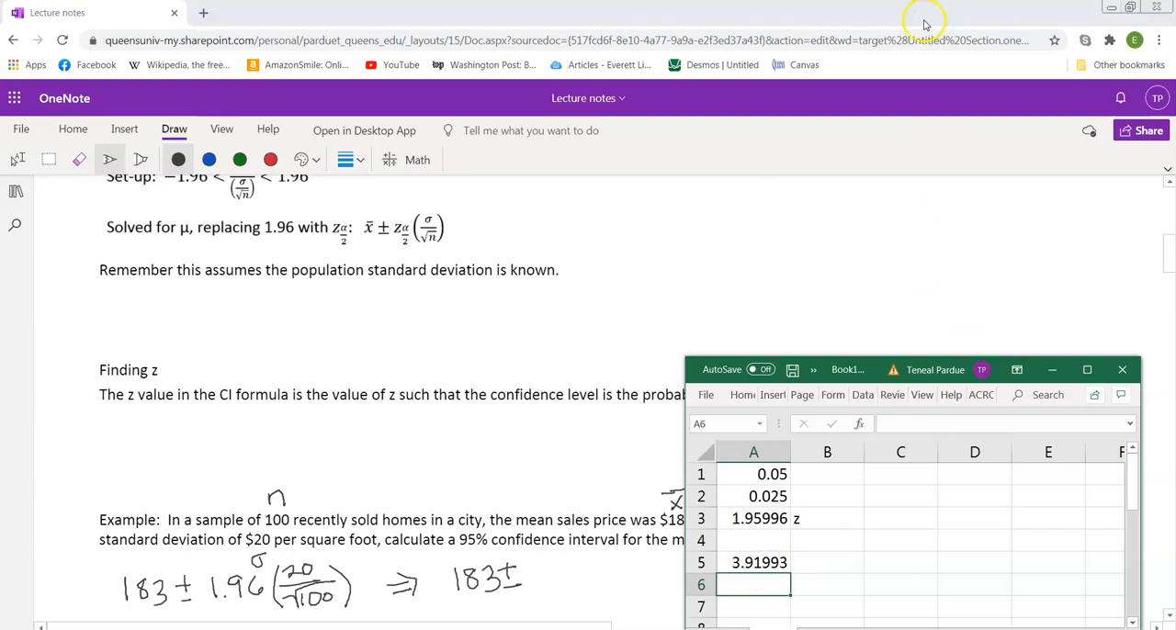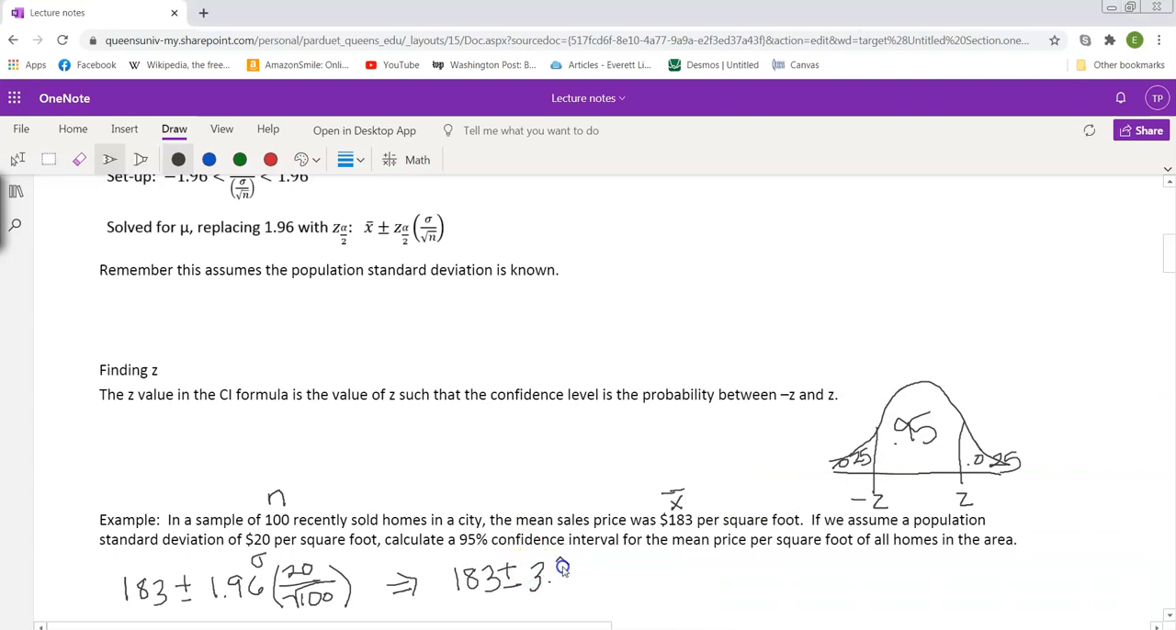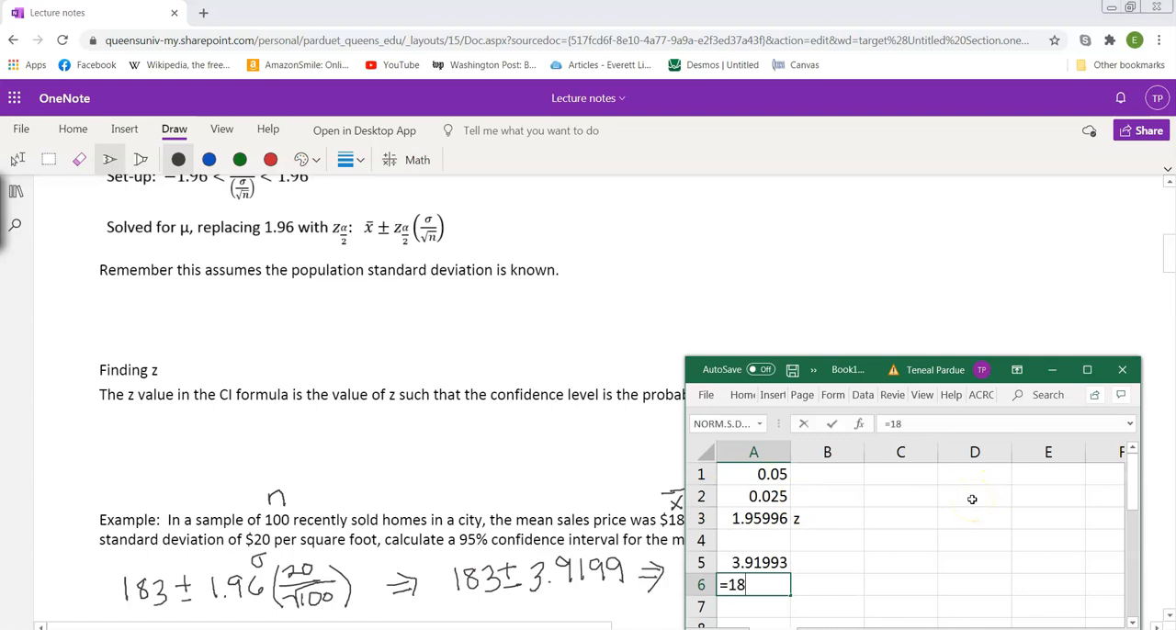So 3.9199. So this is our answer written in margin of error notation. We should also write it as an interval, where we've got parentheses. And let's just figure out what that is. So 183 minus the margin of error, which is 179.08.